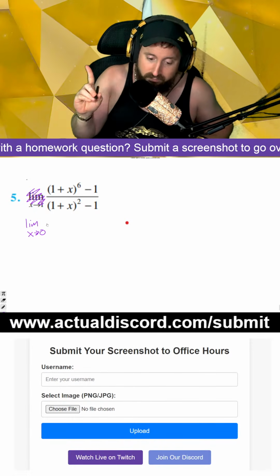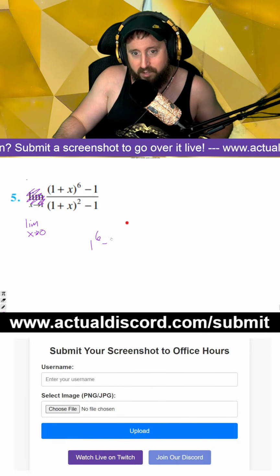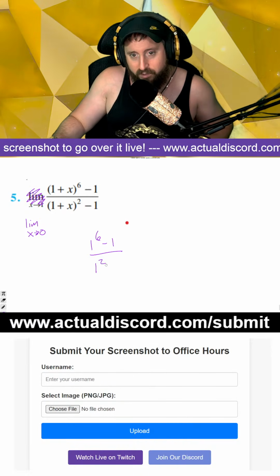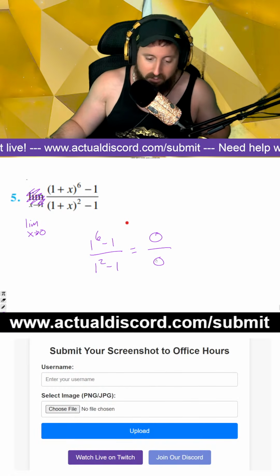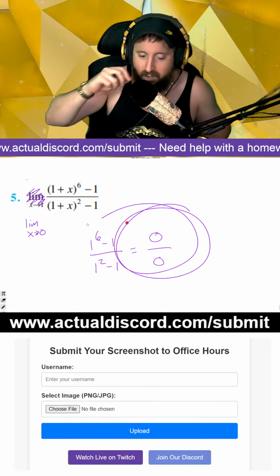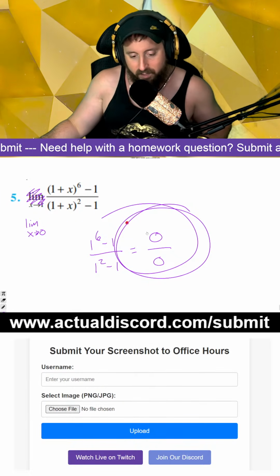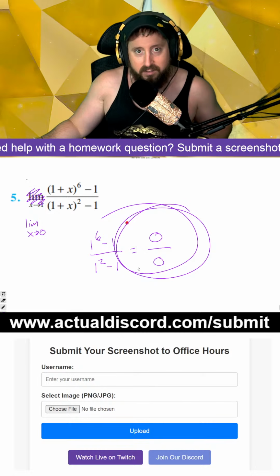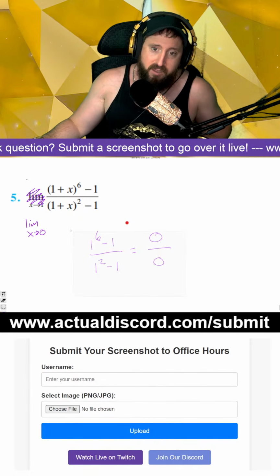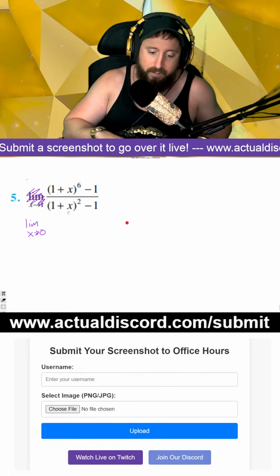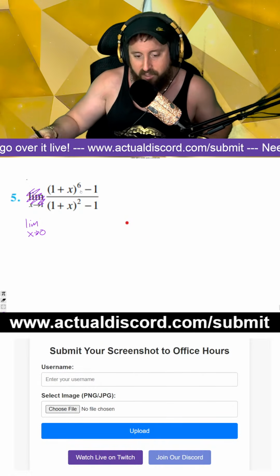That's cool. Because watch what happens if I plug in 0. Then this becomes 1 to the 6 minus 1 over 1 squared minus 1, which is equal to 0 over 0. This is not determined yet. This is like a weird thing, right? Yeah. Okay. L'Hopital's always works. Yeah, L'Hopital's does work. L'Hopital's would kind of suck, I think, because, well, I mean, let's try it.